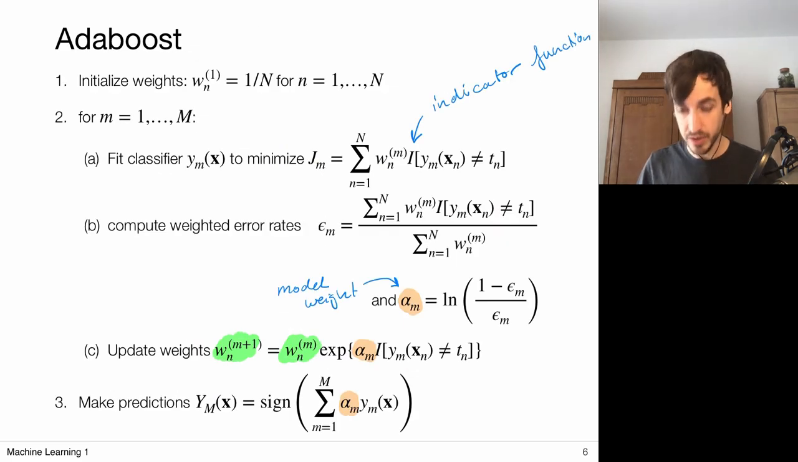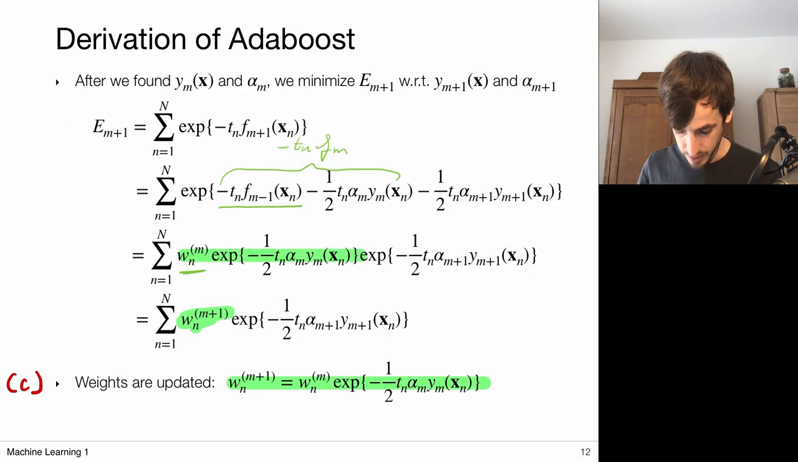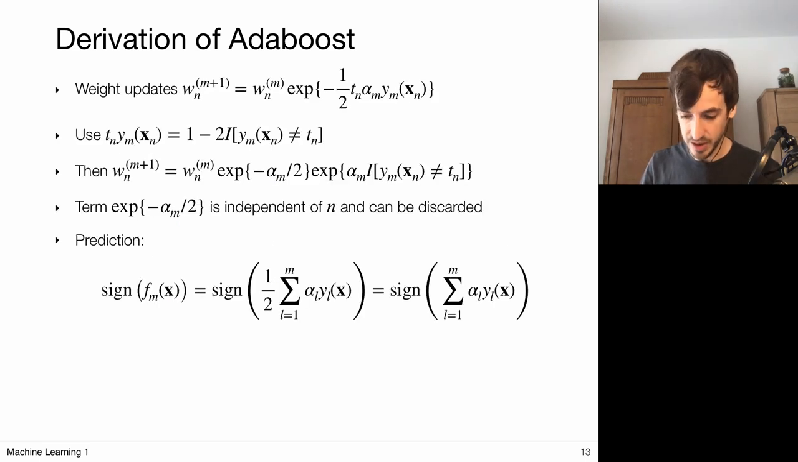Okay, so let's get back to the algorithm slide. We already did step A, we already did step B, and now we just derived the update rule for my next set of weights. Though actually in the AdaBoost algorithm, this update step was again formulated in terms of this indicator function. So let's quickly do that as well.